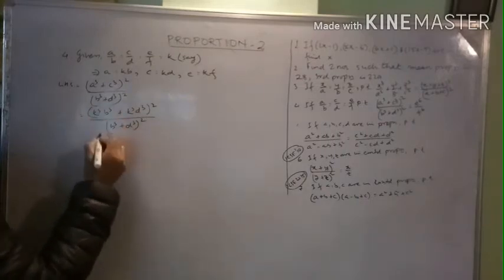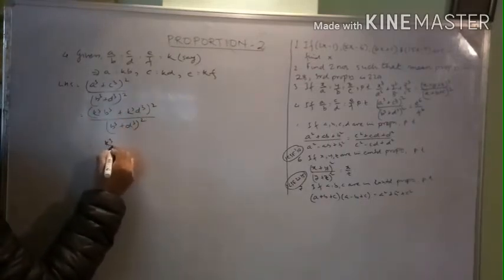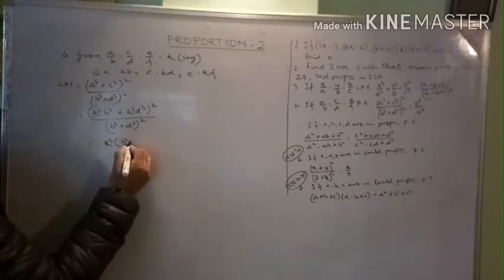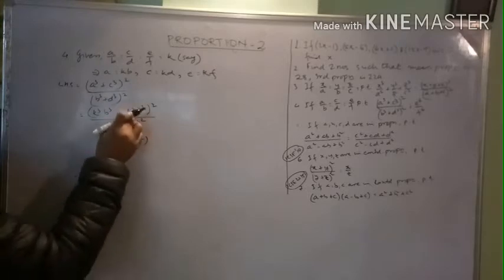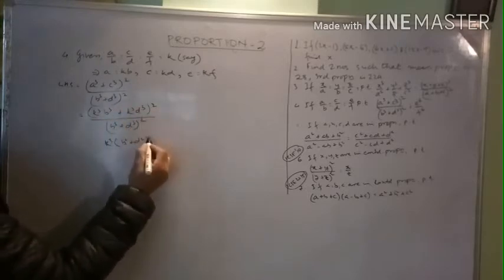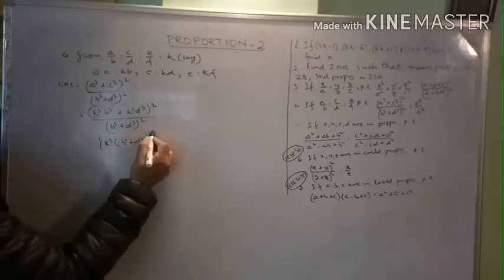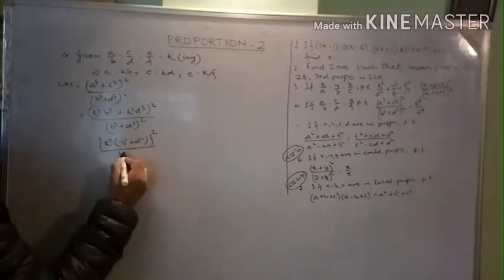Here what is common? K cube is common. So k cube, if you take common, you get b square plus d square left here. If k cube you take common, b square left, k cube common, d square left. So then whole square is also there, divided by b cube plus d cube and its whole square.